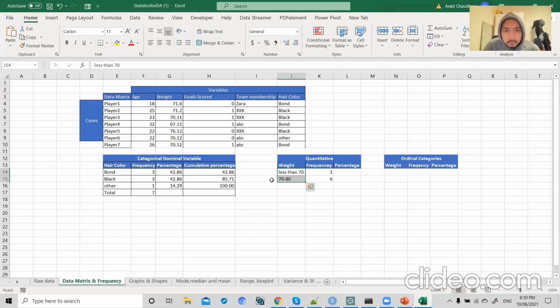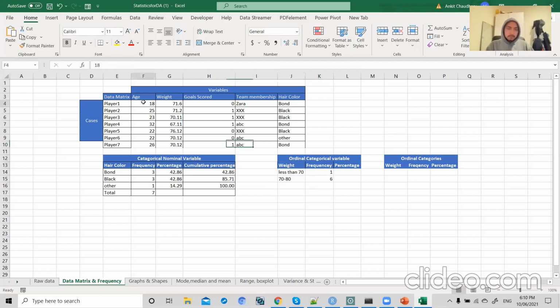Right now this one is ordinal because we have a fixed order. Less than 70 is this, greater than 70 is this. So this is an ordinal categorical variable, not a quantity. This is how we distinguish.